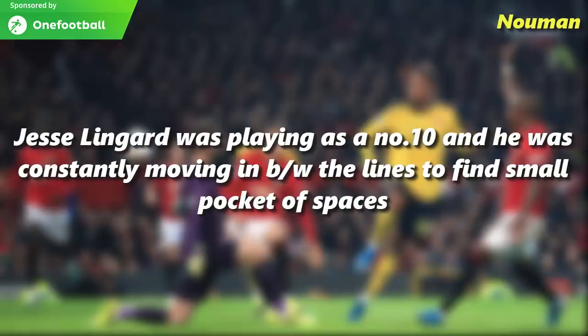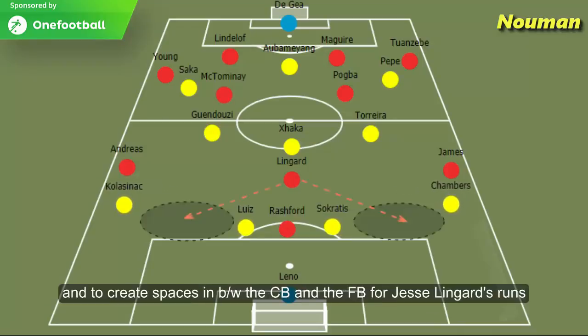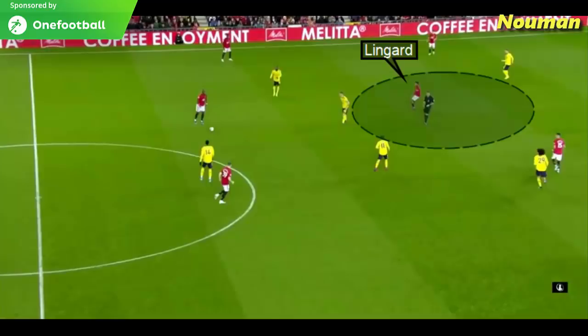Jesse Lingard was playing as a number 10 in this game, and he was constantly moving in between the lines to find small pockets of spaces. Both the Manchester United wingers were staying very wide initially, to pull the Arsenal fullbacks out and to create spaces in between the centre-back and the fullback for Jesse Lingard's runs.